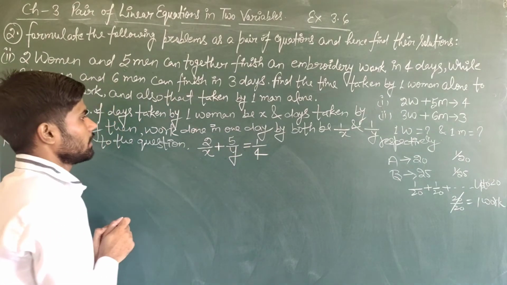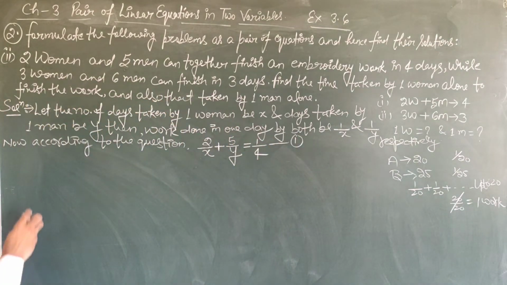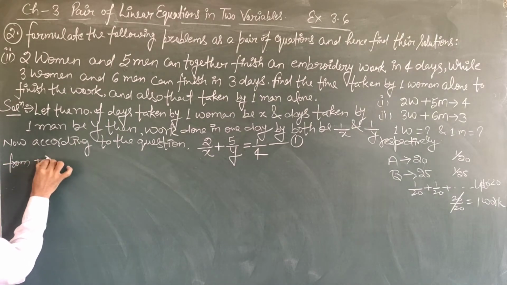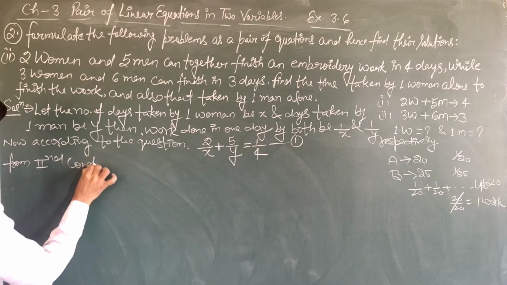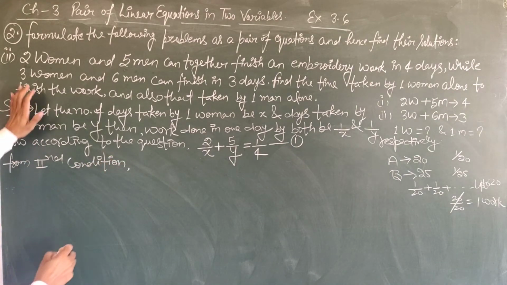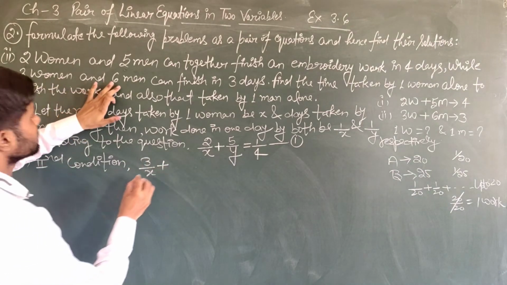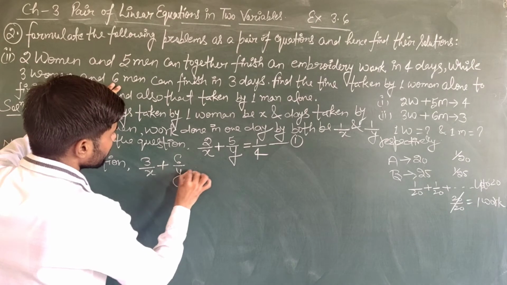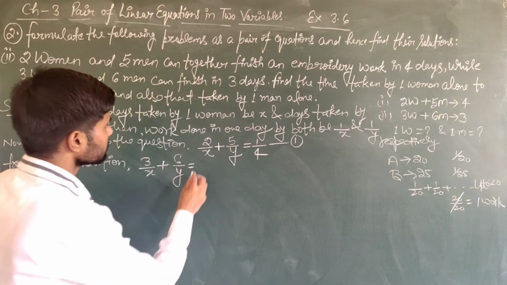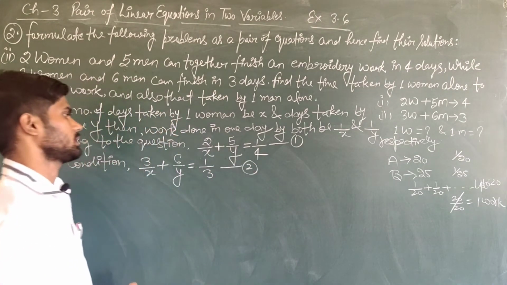Okay, now suppose this is equation number 1. From the second condition, we can write 3 women means 3 upon x plus 6 men means 6 upon y is equal to how many days these are taking? 3 days, means this will be 1 upon 3. Suppose this is equation number 2.